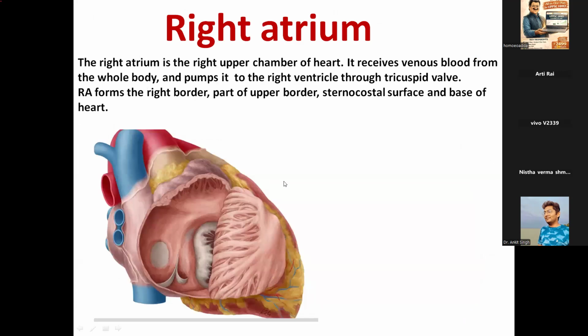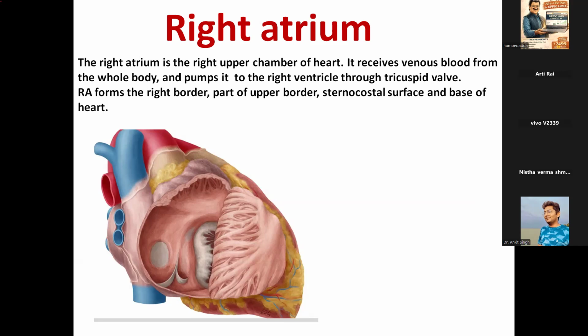Okay. So the right atrium is the right upper chamber of the heart. It receives blood from the whole body and pumps it into the right ventricle through the tricuspid valve. So you can remember it like RTR, that means between the right atrium and right ventricle there is a tricuspid valve, while between the left atrium and left ventricle there is a bicuspid valve. So you can remember it like RTR and LBL.